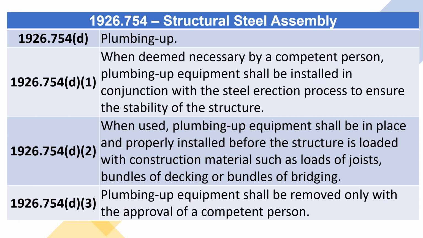1926.754 D. Plumbing up. 1926.754 D1. When deemed necessary by a competent person, plumbing up equipment shall be installed in conjunction with the steel erection process to ensure the stability of the structure. 1926.754 D2. When used, plumbing up equipment shall be in place and properly installed before the structure is loaded with construction material such as loads of joists, bundles of decking, or bundles of bridging. 1926.754 D3. Plumbing up equipment shall be removed only with the approval of a competent person.